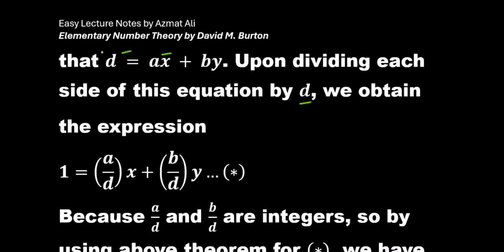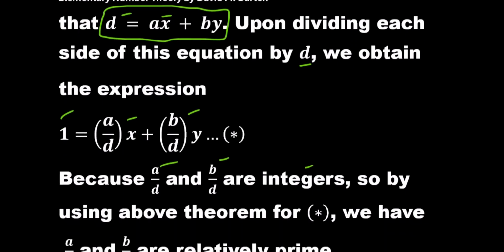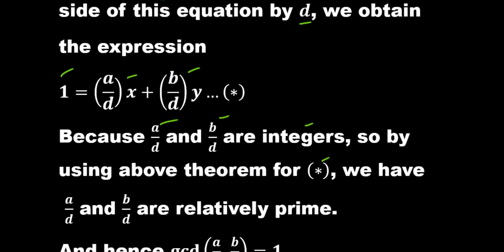When you divide this expression by d on both sides, we have d over d, which is equal to 1, equal to a over d into x plus b over d into y. Because a over d and b over d are integers, so by using the above theorem for star, we have a over d and b over d are relatively prime.